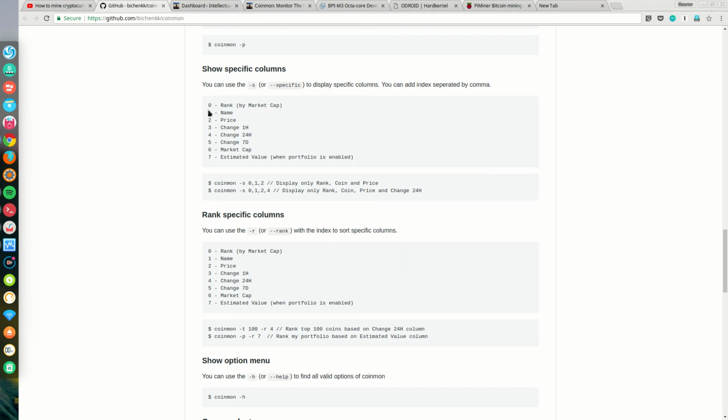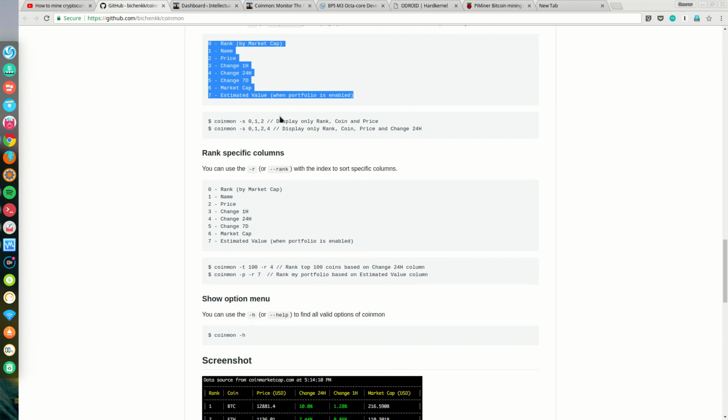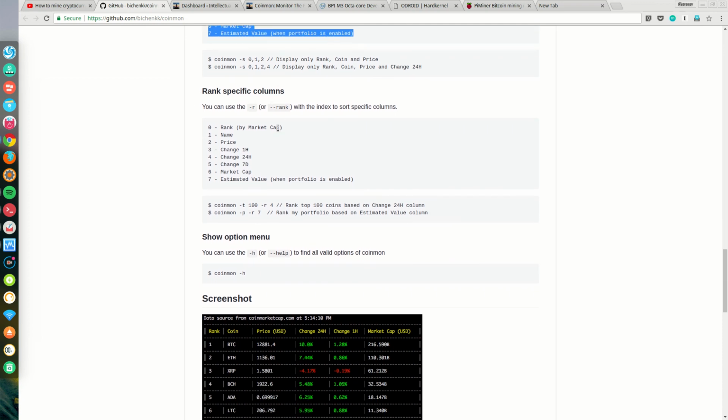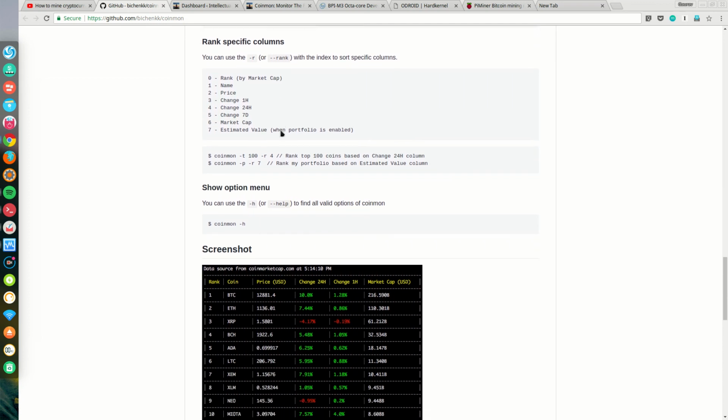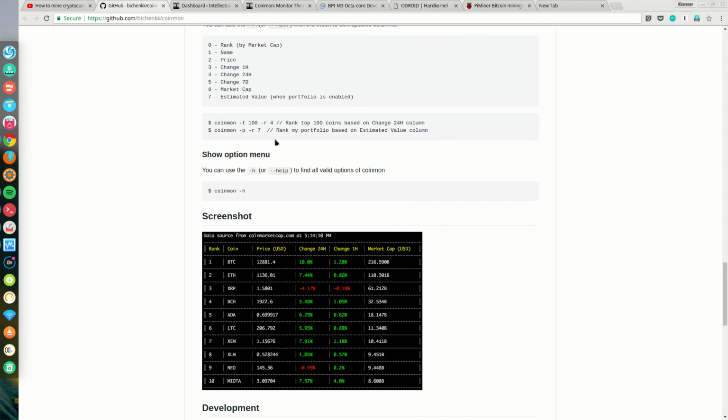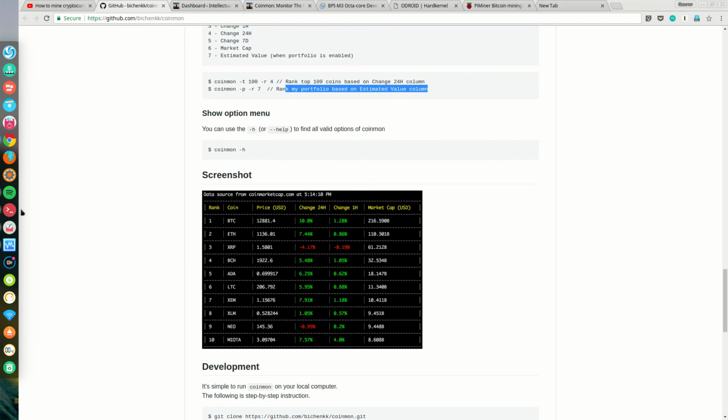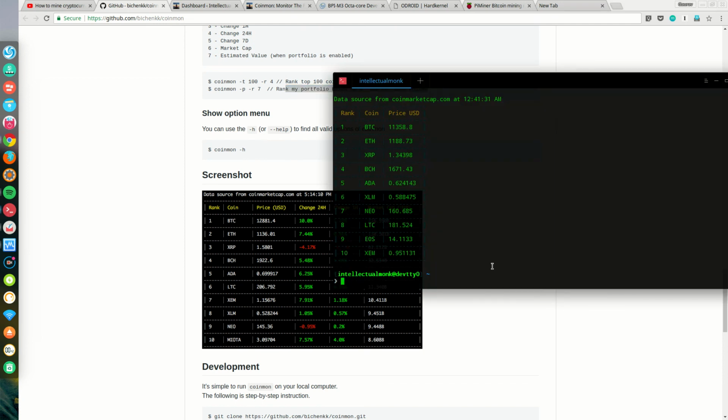So you guys can come to its GitHub page and read about all the various commands that it supports and how to use it. So for help it is Coinmon minus H.